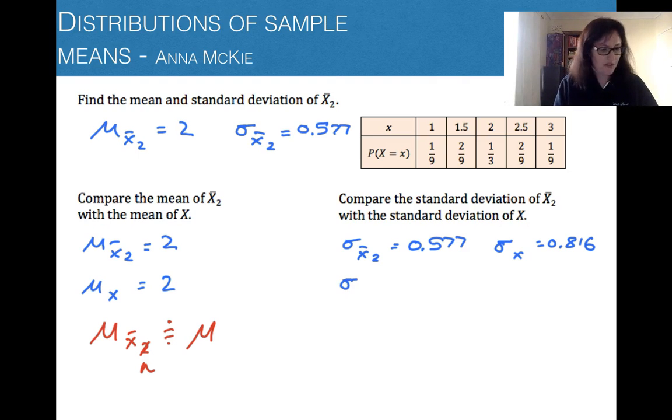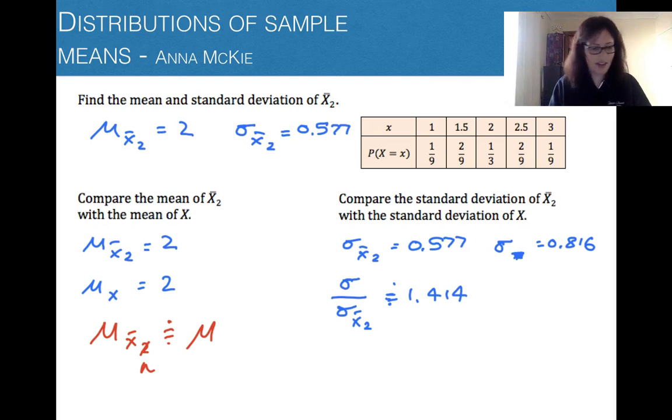So I'm just going to call that one sigma. Sigma divided by sigma of x bar 2 gives you approximately 1.414. And if you're good with your trig, you will know that that's approximately root 2, so the square root of 2. What's significant about 2? Well, that's how many spins there were. That was our sample size.